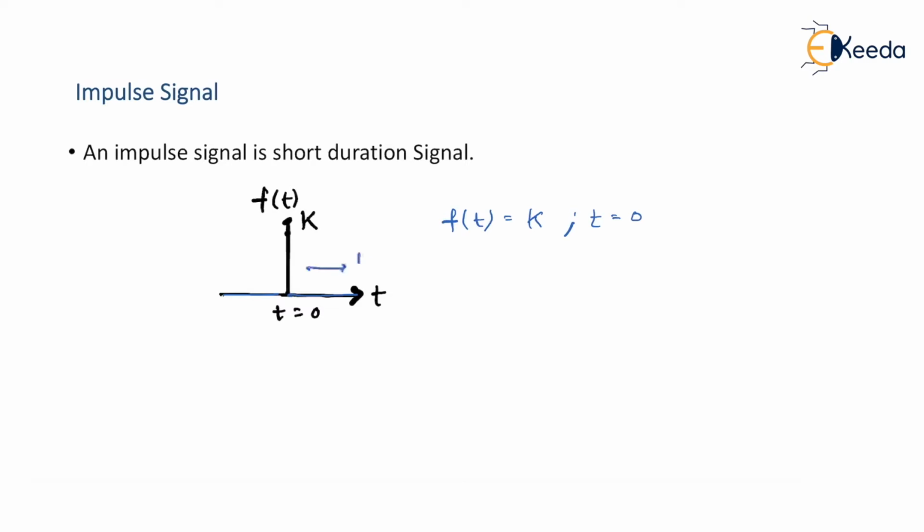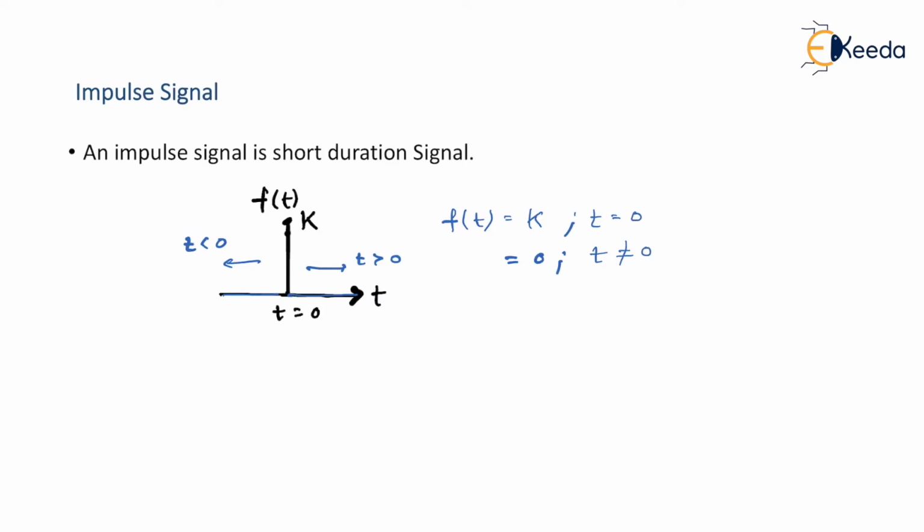So this area which I am saying t greater than 0 and this area which I am saying for t less than 0, f of t is having value equal to 0. So I can write f of t value equal to 0 when t is not equal to 0 rather than specifying t greater than 0 as well as t less than 0 separately. So this is what we actually called as an impulse signal.